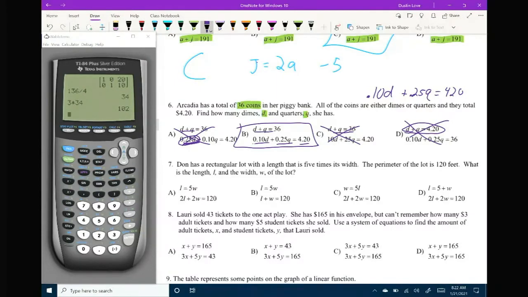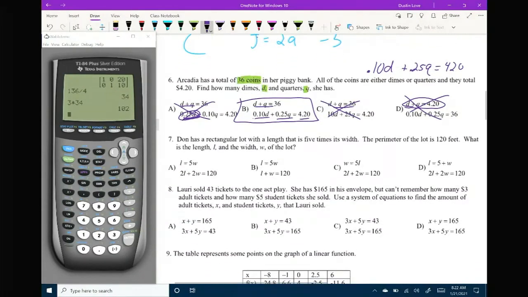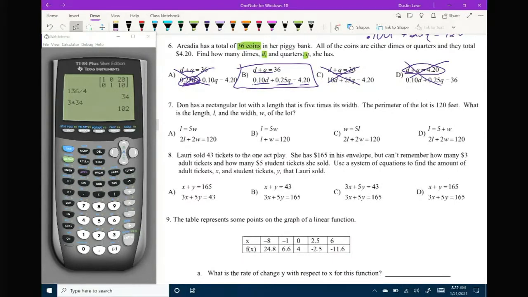All right, 7. Don has a rectangular lot whose length is 5 times its width, and the perimeter of the lot is 120 feet. Okay, let's talk about this perimeter for a second. Let's call this the length and this the width. And yes, I write my L's like that so you don't think they're ones. The perimeter is adding up all the way around, so I've got to add up all 4 sides.